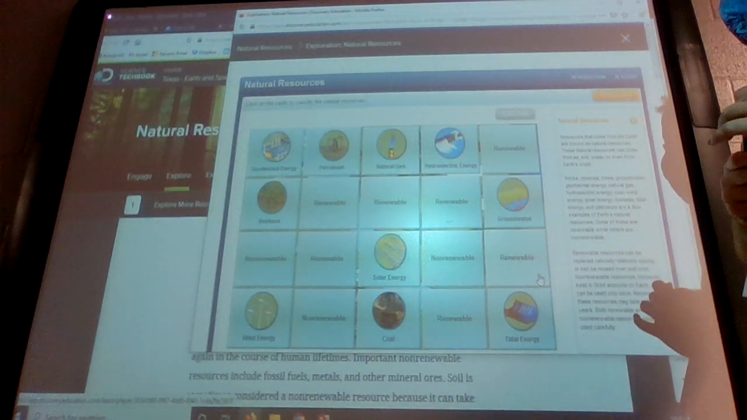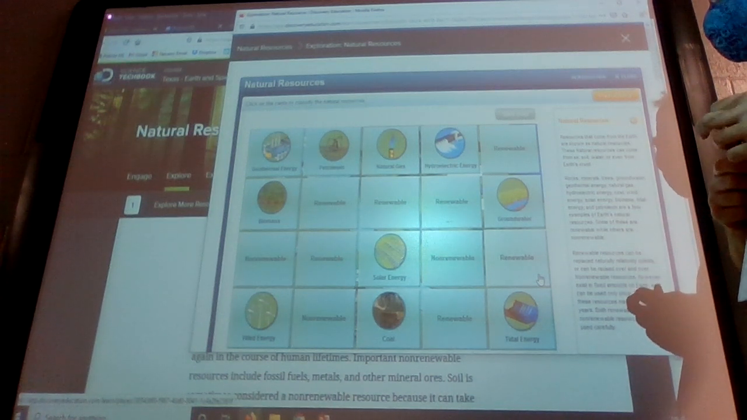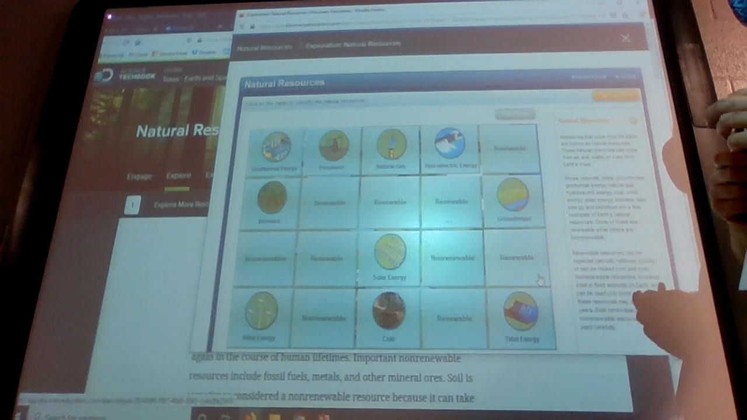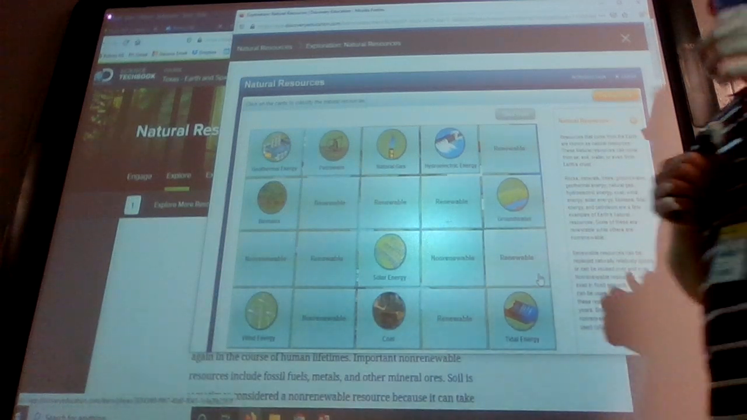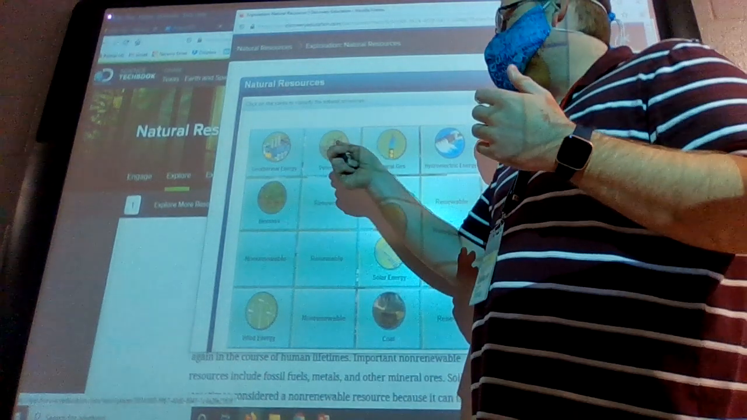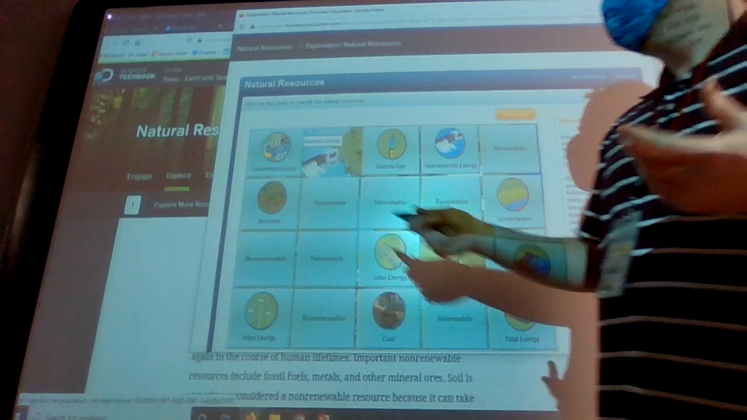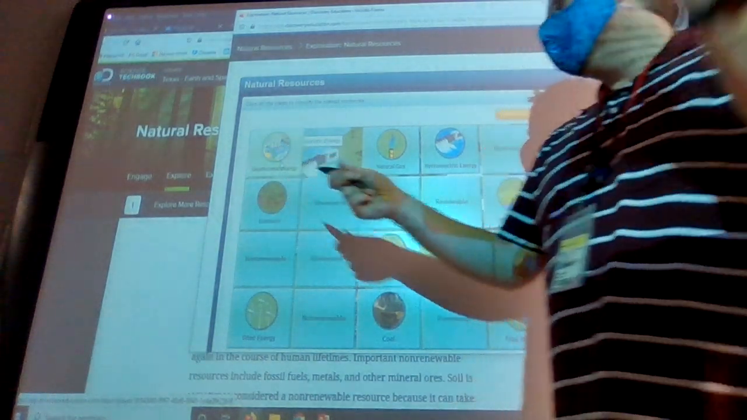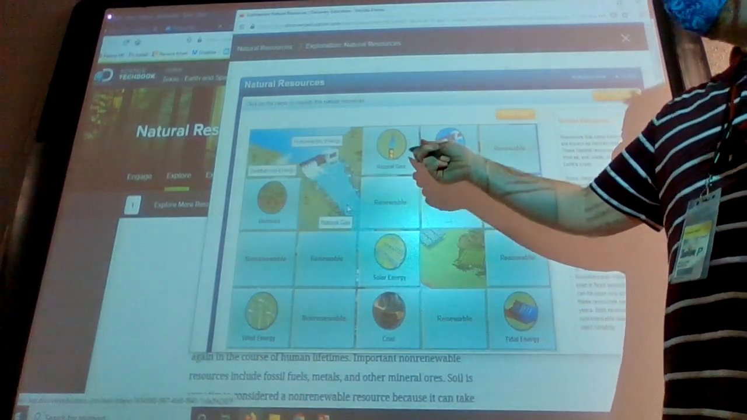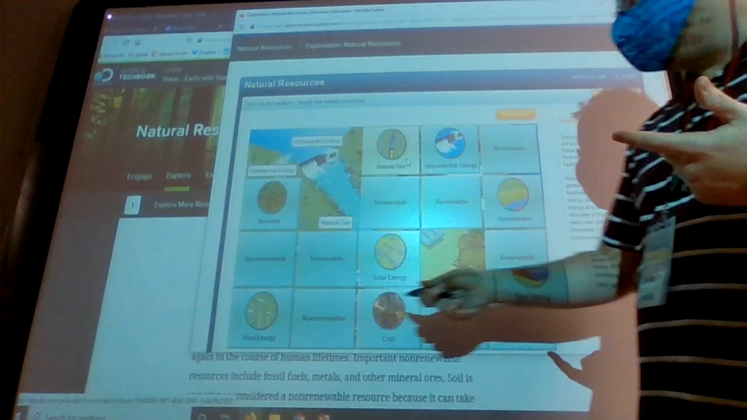So what is this, like bingo here? Yeah, it's a matching thing. So you got to match what's renewable and what's not renewable. Petroleum is going to be non-renewable. Wonderful. Geothermal, renewable. What about natural gas? Non-renewable. It comes from drilling petroleum wells.